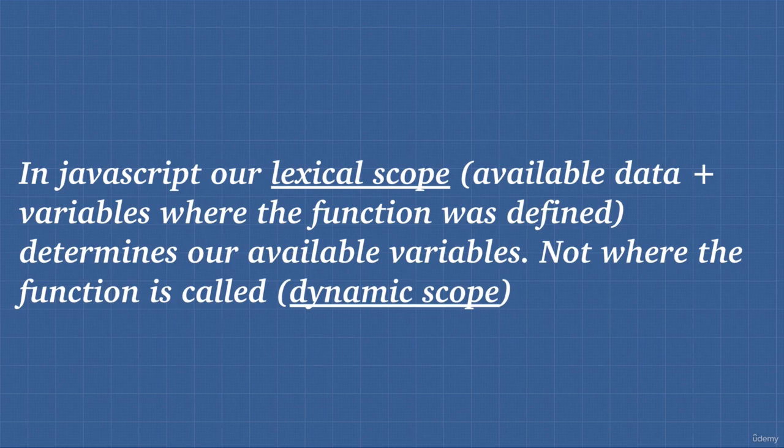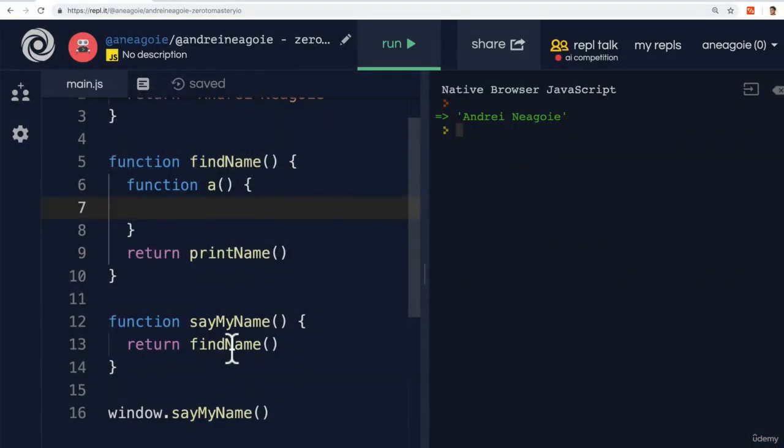In JavaScript, our lexical scope, and don't worry, scope is something we'll go over later on, but you can think of it as a lexical environment where code is written. So lexical scope, which is the available data and variables where the function was defined, that is where we write it, determines our available variables. Not where the function is called, which is dynamic scope. So it doesn't matter where we call our function. It doesn't matter that find my name gets called inside of say my name.